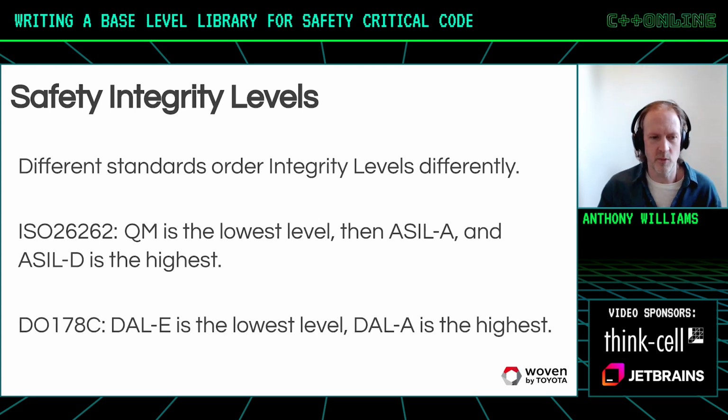On the other hand, with DO-178C, it's also alphanumeric, but this time DAL E is the lowest level, and DAL A is the highest level. So we've got the alphanumeric in the reverse order in the aerospace industry to the automotive industry. That can cause a little bit of confusion if you're talking to somebody else or moving between industries, but it's not really a big deal. It's just something to bear in mind.